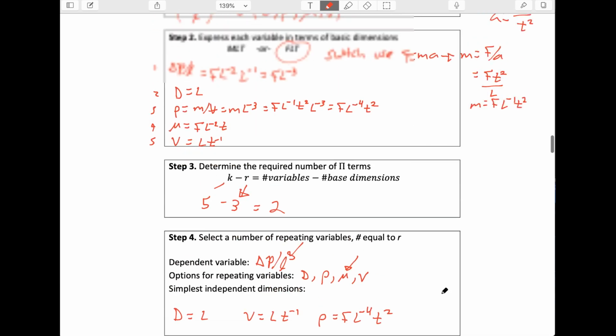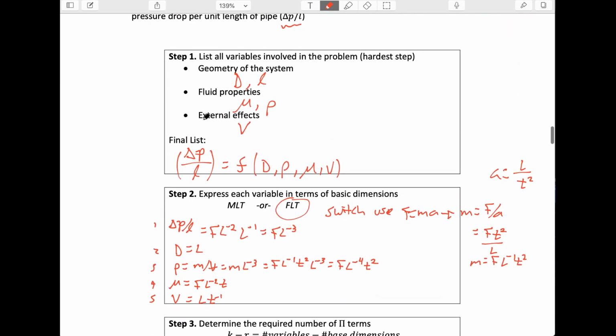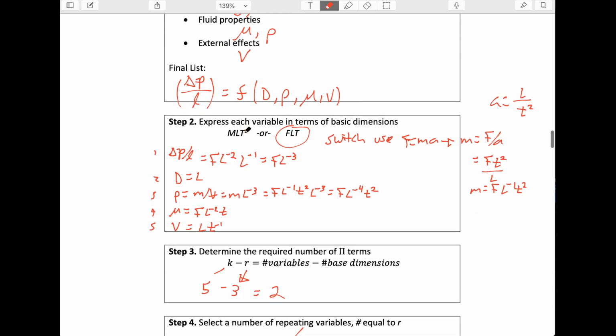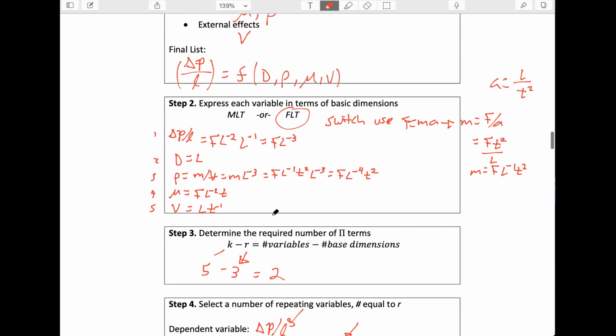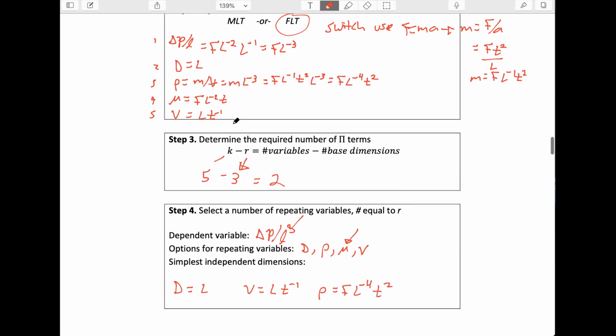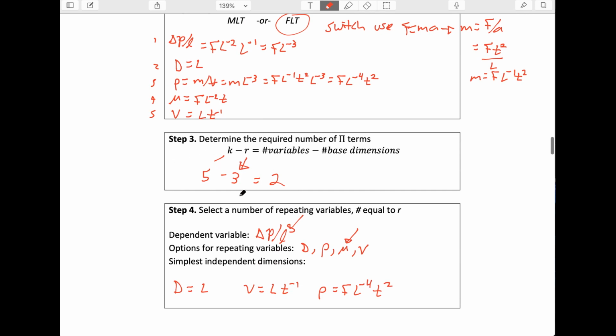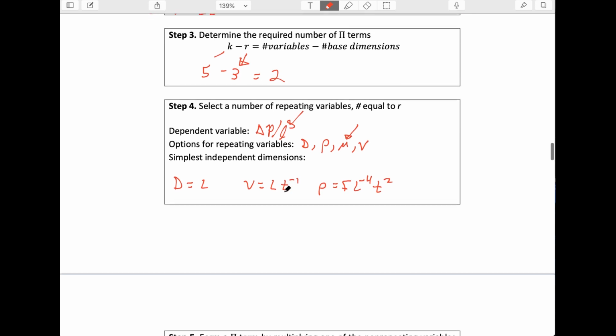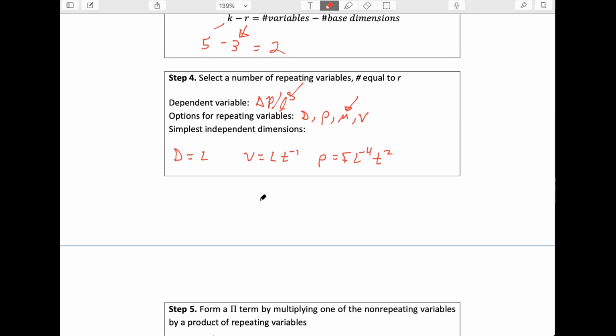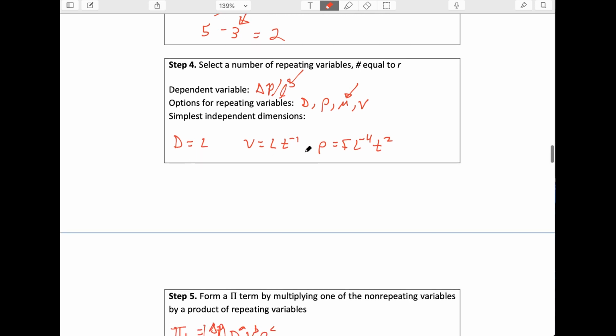Okay, so just a quick recap. What did we do? First, we listed all the variables. We wrote those variables in terms of their base dimensions. Then we said, how many groups do we need? Well, it's the number of variables minus the number of base dimensions that we used. And now comes the trickiest part. We want to select repeating variables that we're going to use in all of our pi terms. So what were the conditions for that? Well, first off, not our dependent variable. And second, they need to be independent of each other.